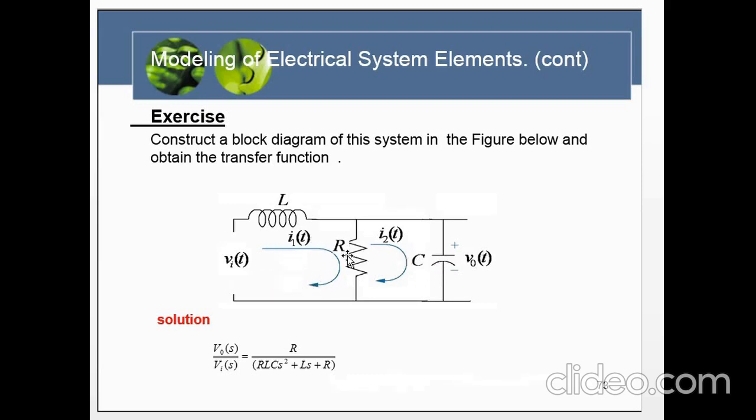This circuit consists of 2 loops. In loop 1, the current is i1(t), and in the second loop, the current is i2(t). Okay, please try it by yourself.